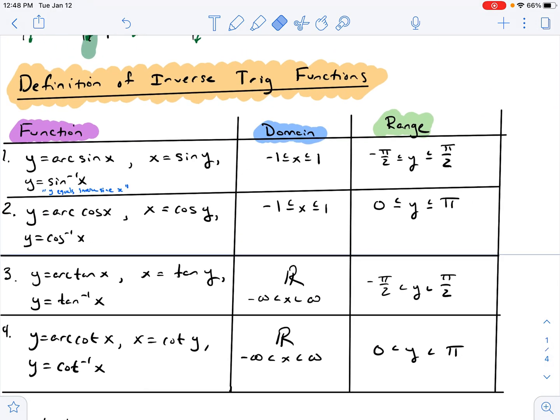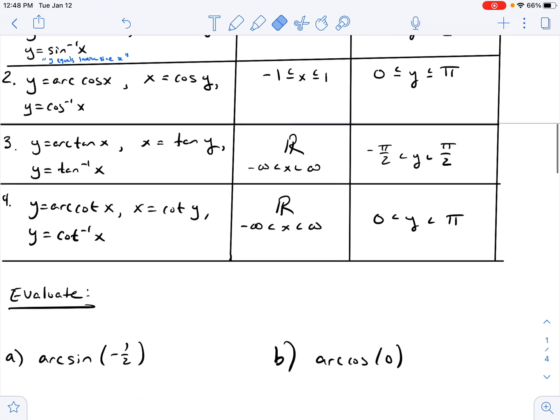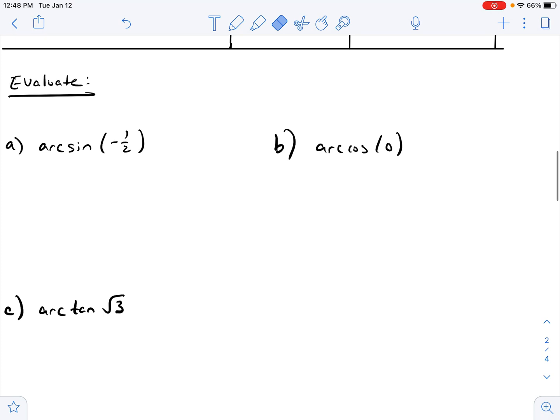Okay, so when we talk about evaluating inverse trig functions, we're really talking about what is the angle that's going to kick back this kind of y value that would have been in the sine or cosine function. Okay, so let's take a look at evaluating. So we're going to figure out what is the arc sine of -1/2, the arc cosine of 0, the arc tangent of radical 3. Okay, so the idea is this with these things.